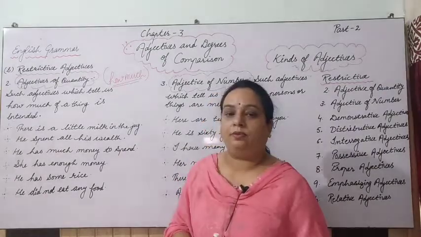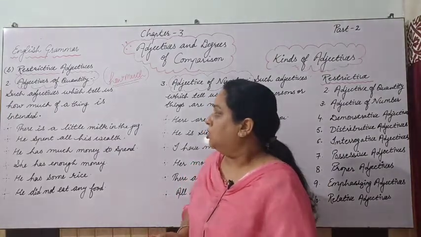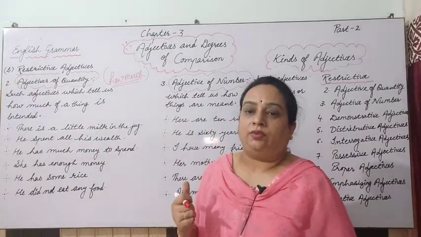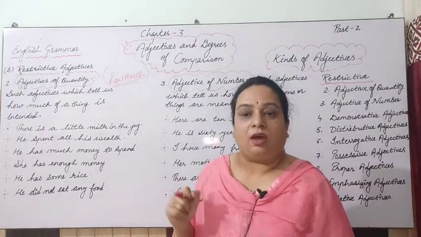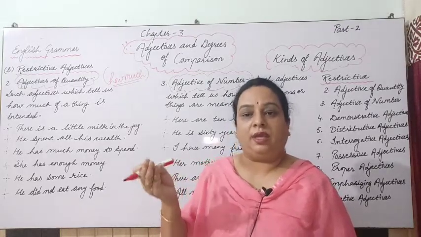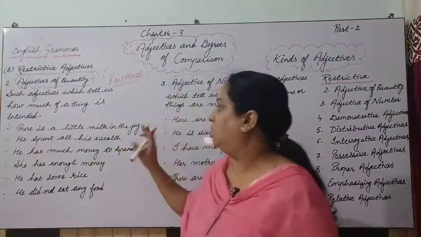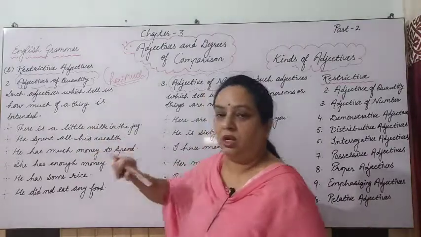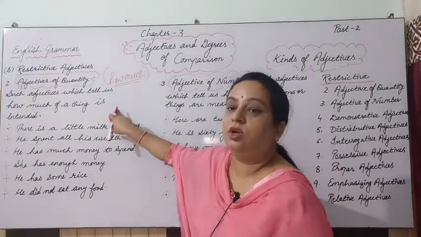Let's understand with the help of an example. There is a little milk in the jug. As I told you in the last video also, whenever we want to find the adjectives, the first thing we see is the noun. If nouns are missing, then we have to see the linking verbs like be forms, become, appear, look and seem. So here in 'there is a little milk in the jug' we can find two nouns, right? One is jug and one is milk. But right now we have to concentrate on adjective of quantity.